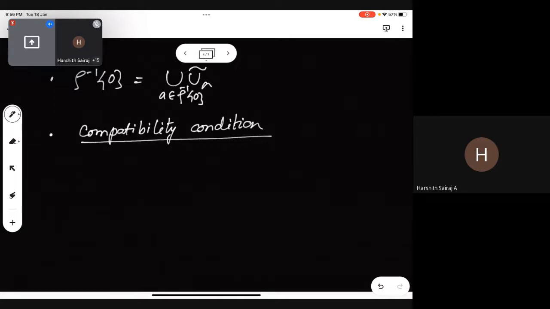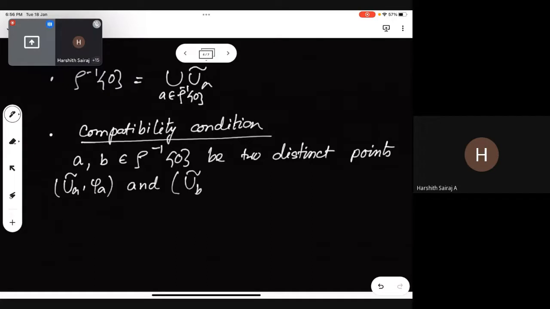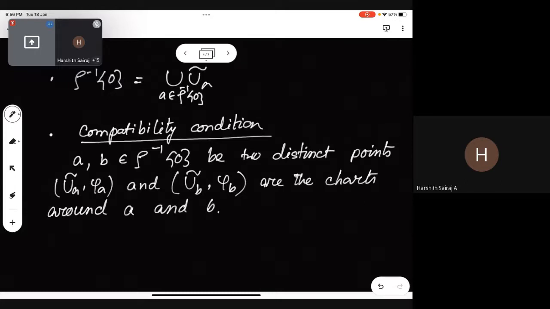Yeah. So you need to consider, let's say, A comma B belonging to rho inverse 0, two distinct points. Now corresponding to A, you have U A tilde, phi A, and U B tilde, phi B are the charts around A and B. This is the part where I differed from Tu's book. This example is not there, so you need to look at the notes. I don't know whether it is in some other book, but it is not in Tu's. But this example is very important. It will allow you to construct so many manifolds.